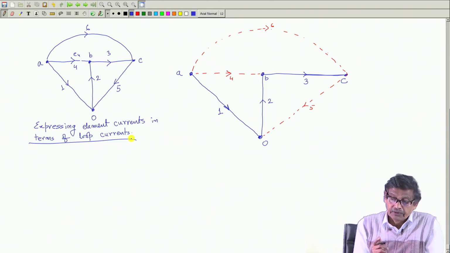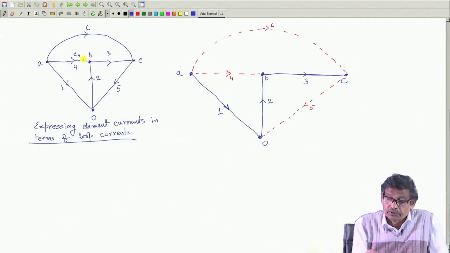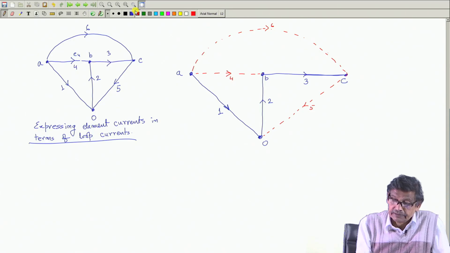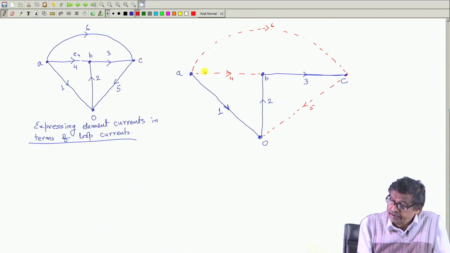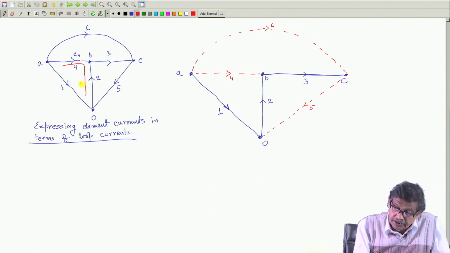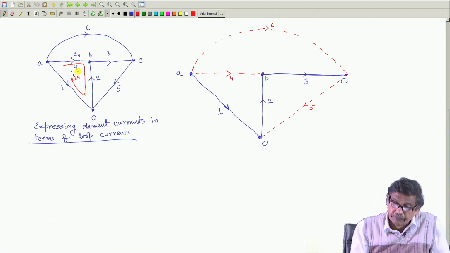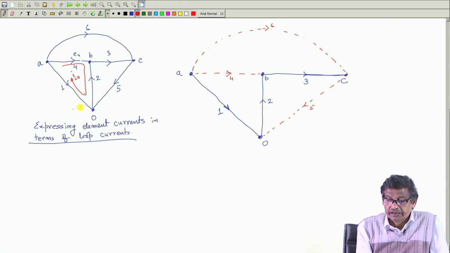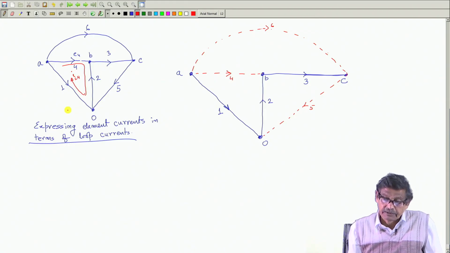Loop current is one loop, as I told you, will be like this, involving this link. If you put only this link, a loop will be formed. So, this is one loop current, this is IL4. Is it not? This will be the loop current.